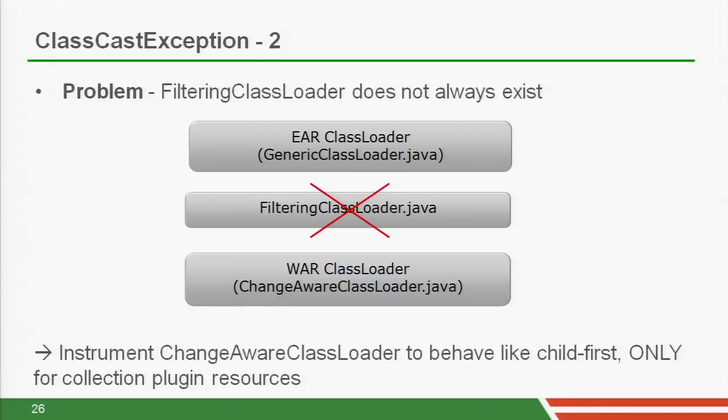So our solution for this was to actually take the relevant class loaders. In this case, it is the change-aware class loader, one of the class loaders that WebLogic has. And we actually change the way it behaves. We instrument it, we write an aspect, and we make it behave as if it is child first, as if there is a filtering class loader above it, even though there isn't.